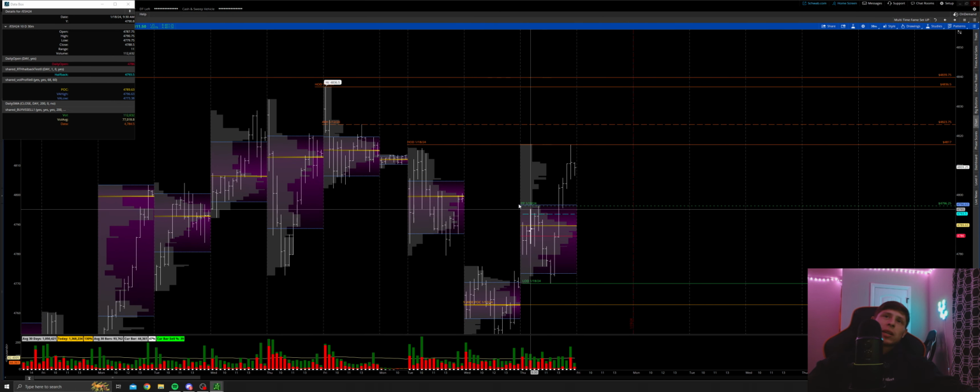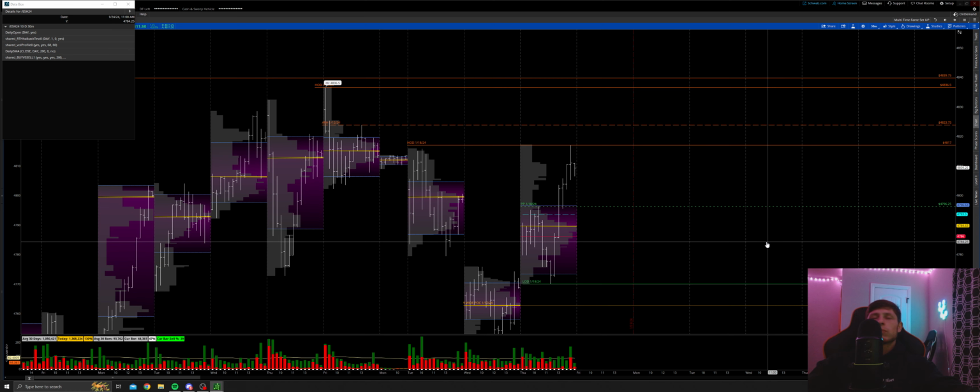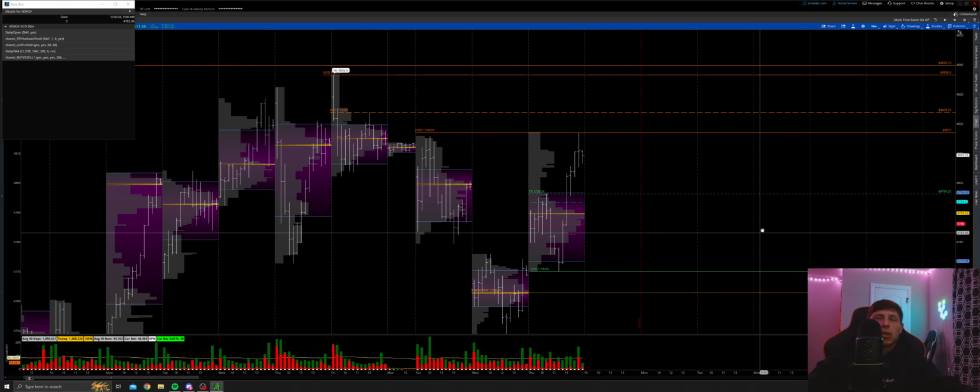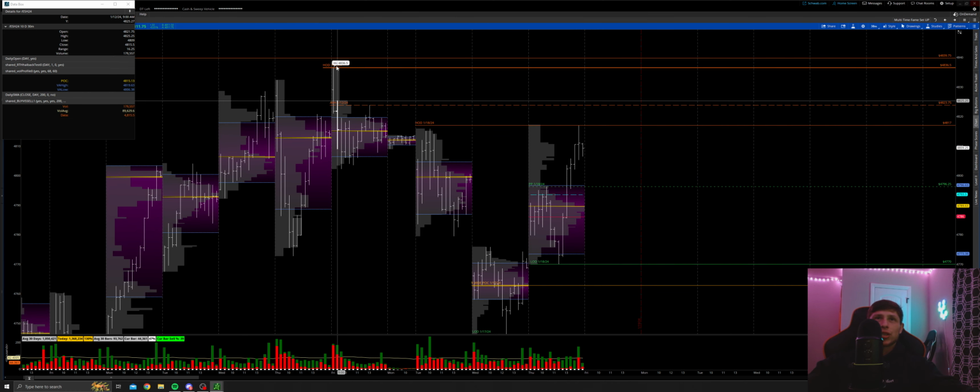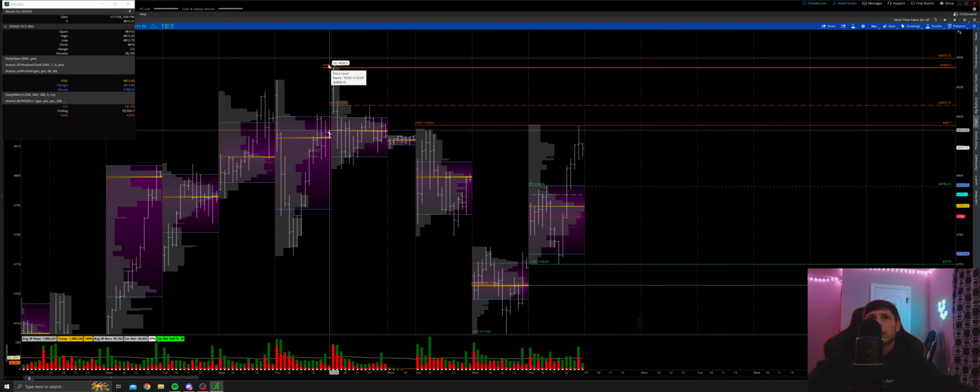So you can call it a 3-day balance. You can call it a 4-day balance. Whatever you want. The market is in a balance. We are back into trading within a channel between 48.36 and 50.